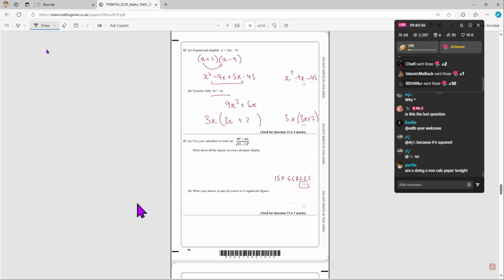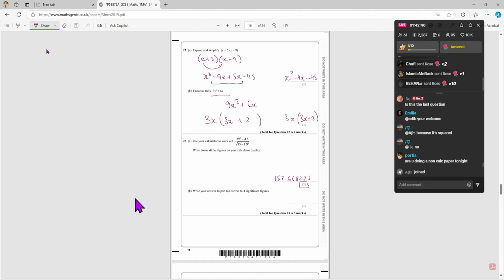I'm not doing no counting paper tonight. I'm just doing the higher paper. I'm sorry. I'm only doing the calculator paper foundation level.